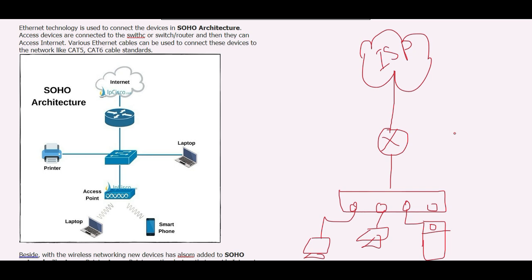you are not using a core or distribution layer. You are just using a router to connect with the ISP and to provide you the routing, and then directly you are using the access switch to connect the end user devices. This is the access switch and it is providing connectivity to the end user devices. So this kind of setup is called a SOHO setup, SOHO architecture, small office and home office architecture.